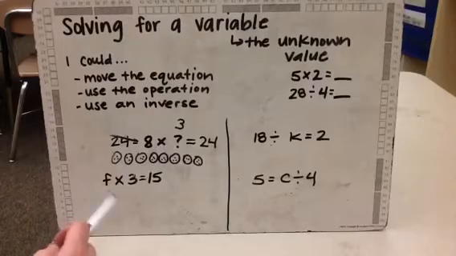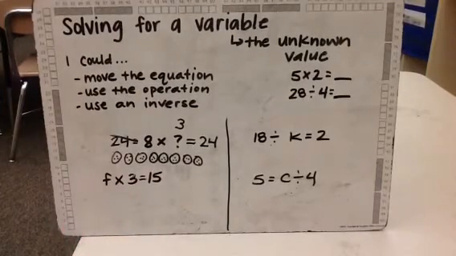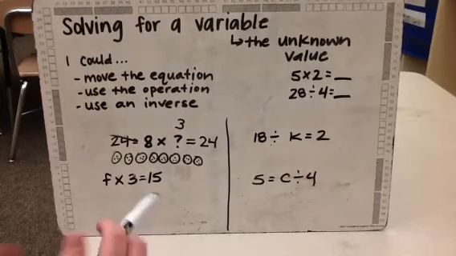Let's look at this one here. I have some groups of 3 equals 15. So I don't know how many groups I have, but I know that it's groups of 3 with a total of 15. So I'm going to make groups of 3 until I have all 15 in their groups, and then I'm going to see how many groups I made.